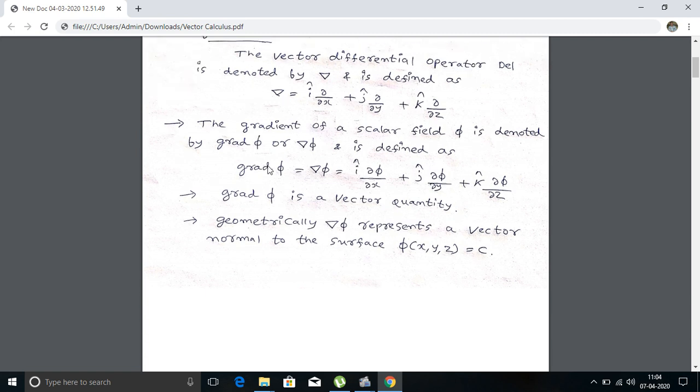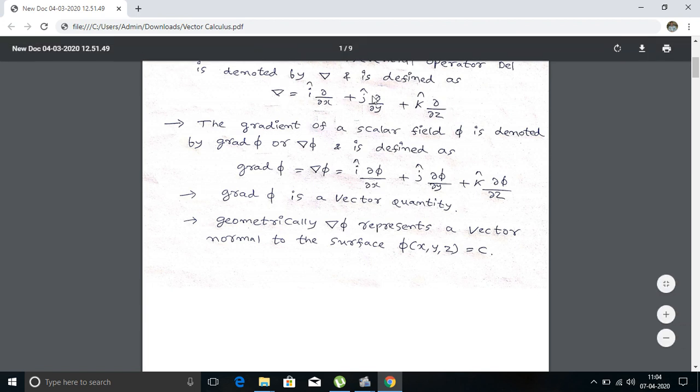The gradient of scalar field phi is denoted by the symbol grad phi and is defined as grad phi is equal to i del phi by del x plus j del phi by del y plus k del phi by del z. Basically this is del and we have to find del phi, or grad phi. So we have to multiply both sides by phi. We have multiplied phi on both sides.